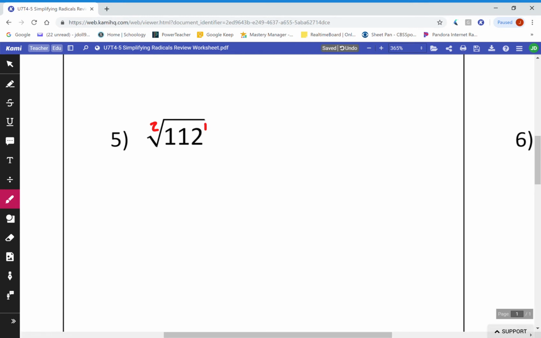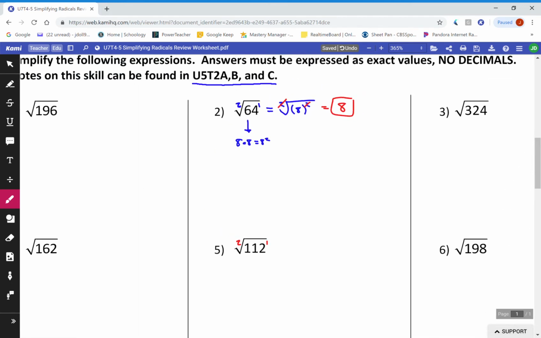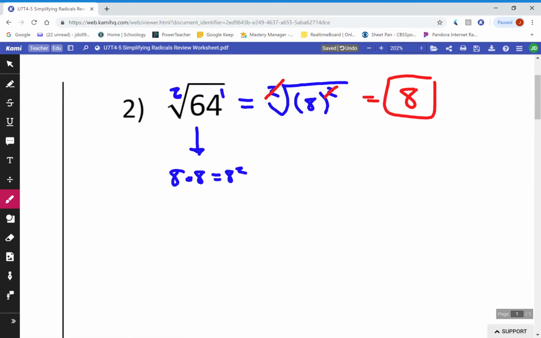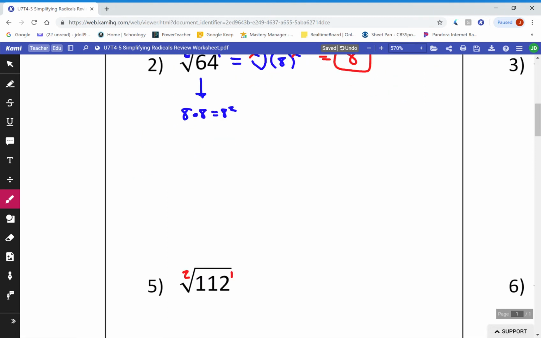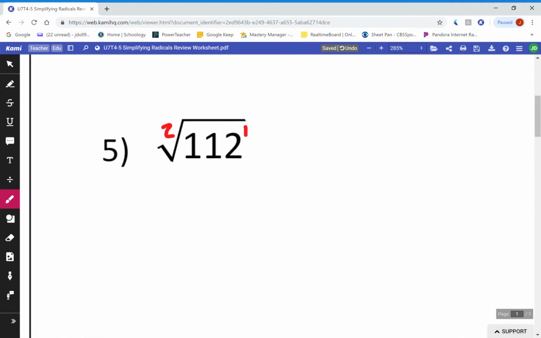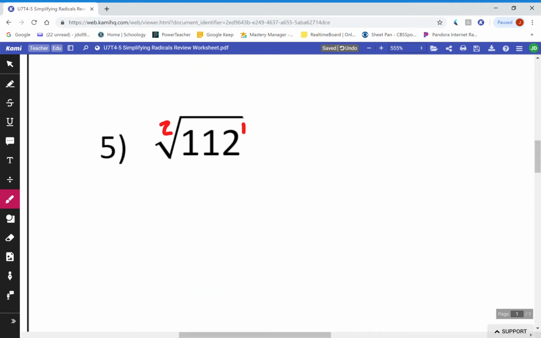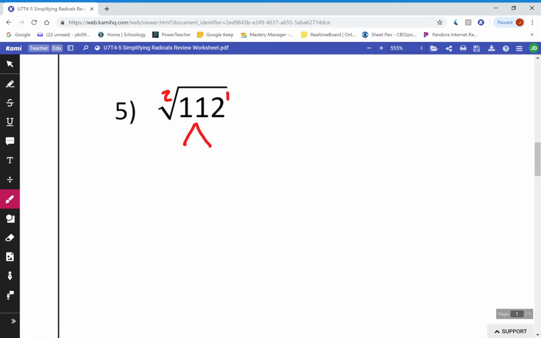Now, the downside about 112, which is what makes it a decimal, is there is no nice, easy way to write 112 as a number squared. Up here, 64 could be 8 squared, and it all worked out nice and neat. Down here with 112, that's not the case. So what we have to do is figure out if there are factors of 112 which could be written as powers with an exponent of 2. To do that, this is where we need to bring back our factoring tree.